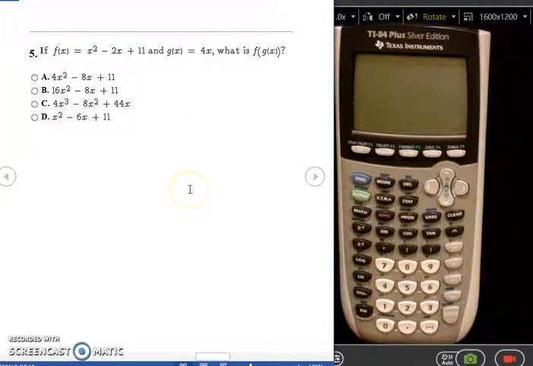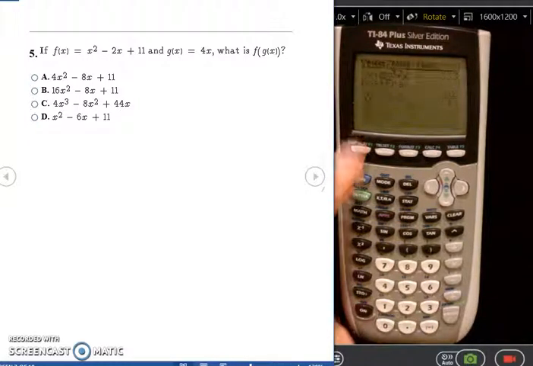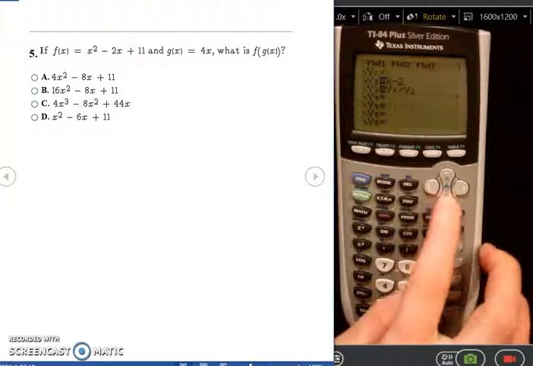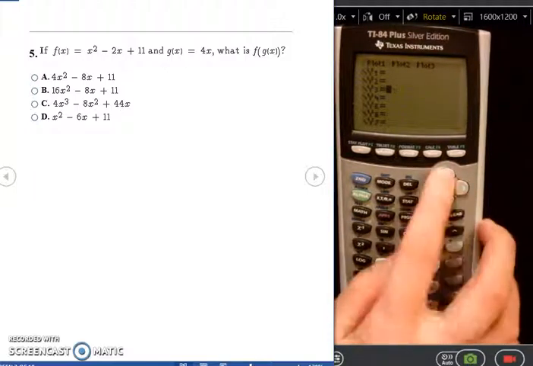In our first problem dealing with compositions of functions, it gives us two functions and asks us what is the composition. Because my answers have x's in them and it's not just a number, I'm going to have to compare the graph of the composition to the graph of the answers provided and look for one where the graphs are identical. So my first step is to go into y equals, and I'm going to clear out anything that I have in there so that I don't get confused.